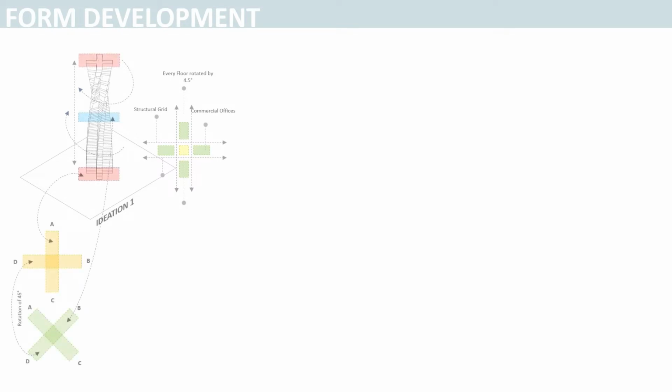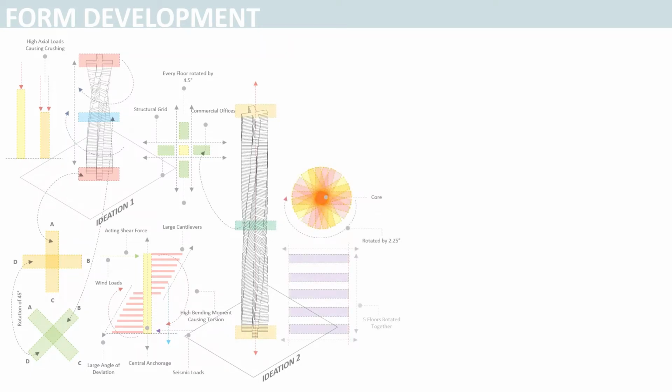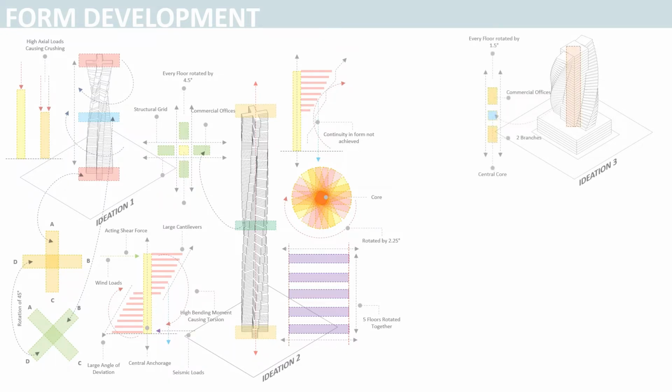Moving on to the ideations in form development which have led to development in our design. All the 4 ideation forms comprise a rotational component along the longitudinal axis and majorly vary in the magnitudes of rotation. The first form comprises a rotated component by 4.5 degrees on every single floor, following a continuous progression. On the other hand, the second form comprises a rotated component by 2.25 degrees after an interval of 5 floors each. The third form comprises 2 separate branches with each floor being rotated by an angle of 2.5 degrees, with both the branches revolving around a central core.